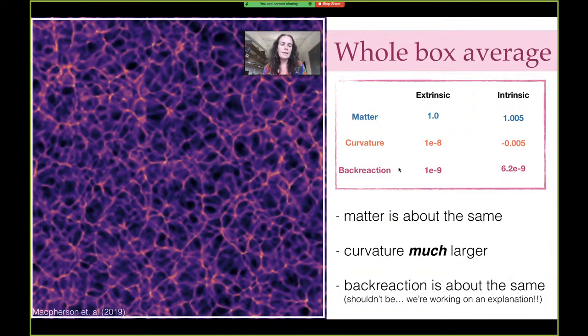But basically, this is something that we're currently investigating in terms of why this new back reaction formalism vanishes over the whole box, which is something that Pierre himself said he didn't really expect.